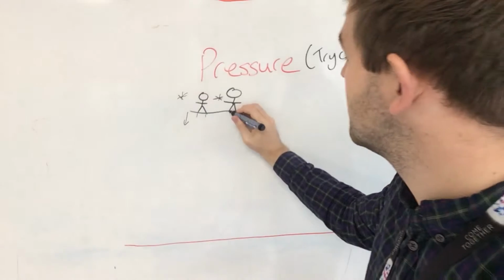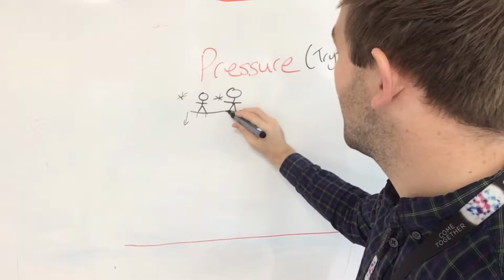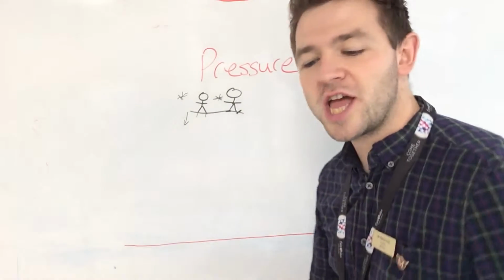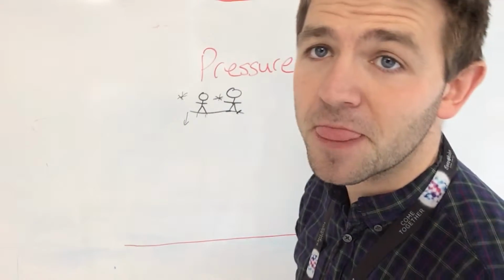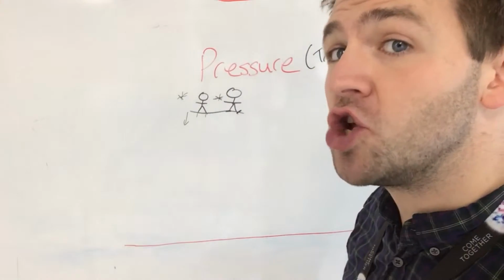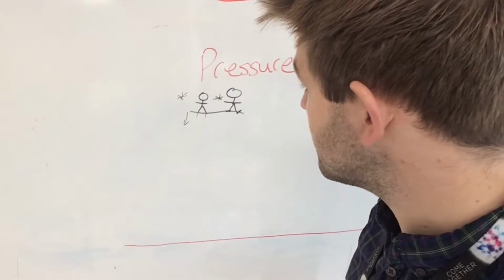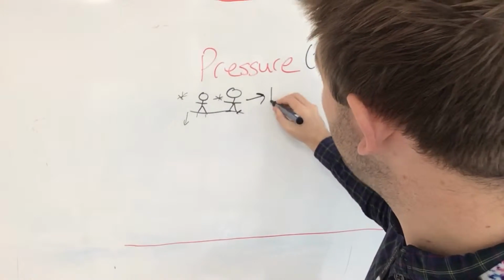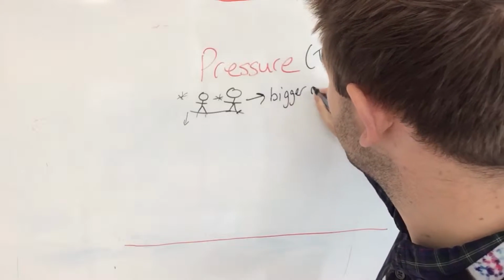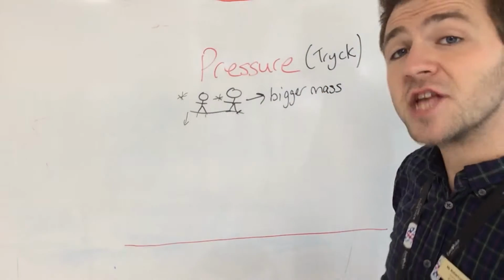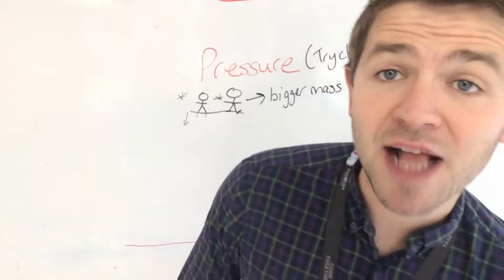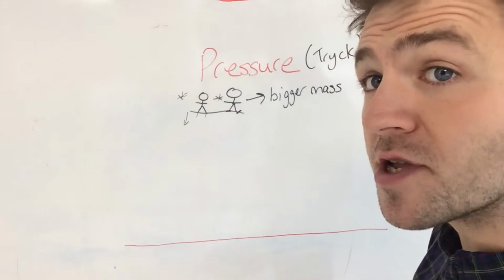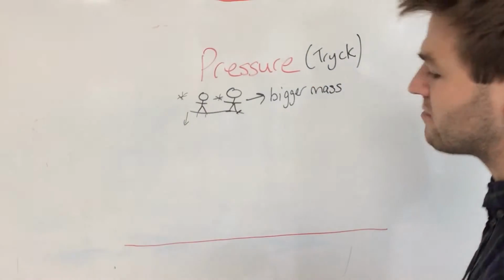Our big person has been really clever and has big feet, really big shoes, so he stays above the snow. This is all to do with pressure. And it's not to do with weight. This person has a bigger mass. And yes, mass can impact pressure, but it's not the only thing we're talking about.